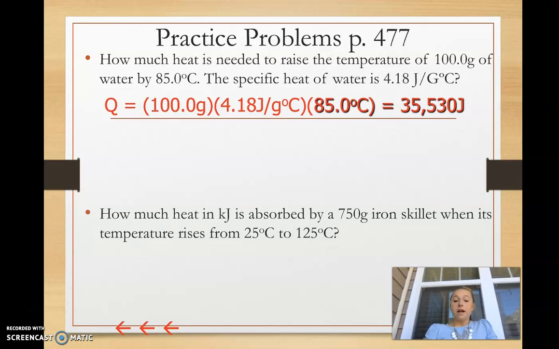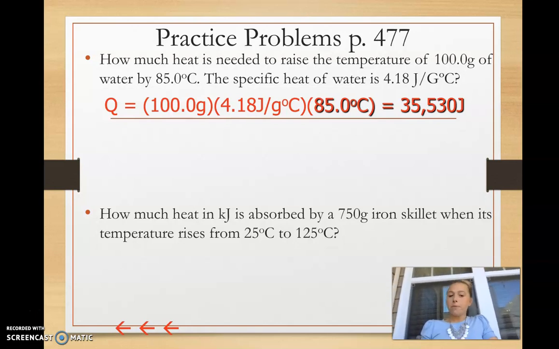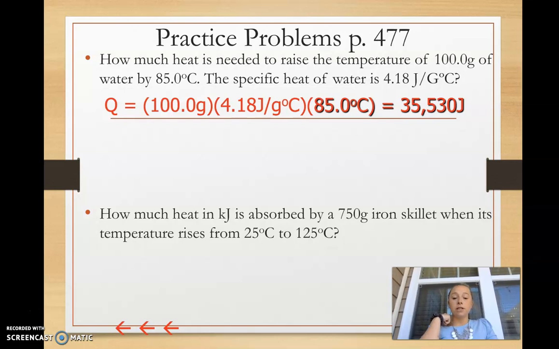Next practice problem. How much heat in kilojoules is absorbed by a 750 gram iron skillet when its temperature rises from 25 degrees Celsius to 125 degrees Celsius? So let's just pause here and look at this problem. Remember, I told you that heat is going to be in joules. Well, this problem wants us to find the heat in kilojoules. So all we have to do is find the heat in joules, and then we can convert it into kilojoules.